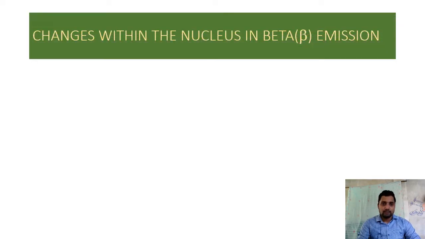Next one, beta particle. When a nucleus emits a beta particle, what changes will occur inside the nucleus? First, what is a beta particle or beta radiation? A beta particle is a fast moving electron which comes out from a neutron.